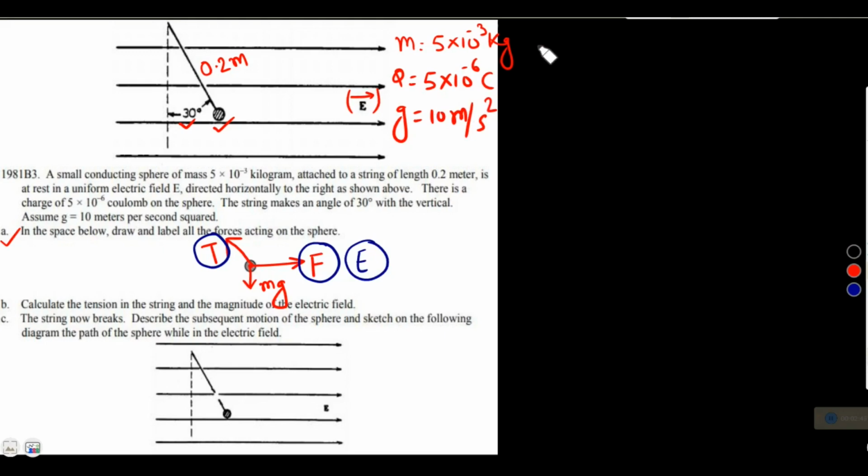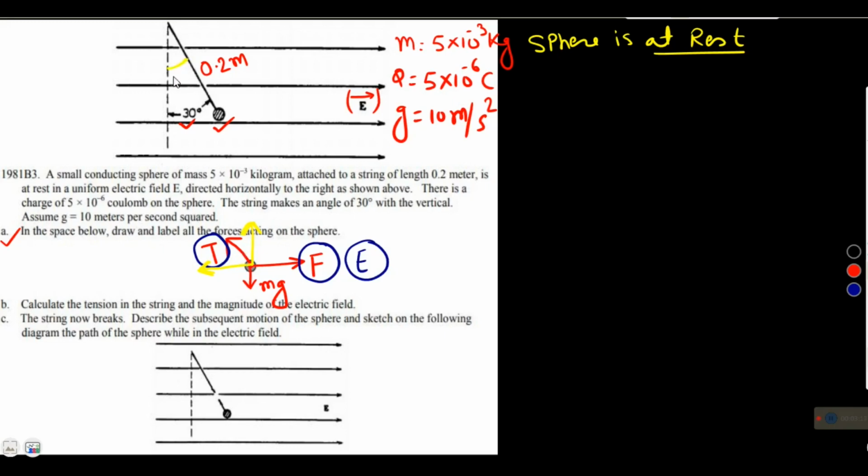Since the sphere is at rest, right? Our sphere is at rest. It is given in our question, it is at rest. It means the net force should be equal to 0. Let us draw their components. So we can break the components of this tension, right?